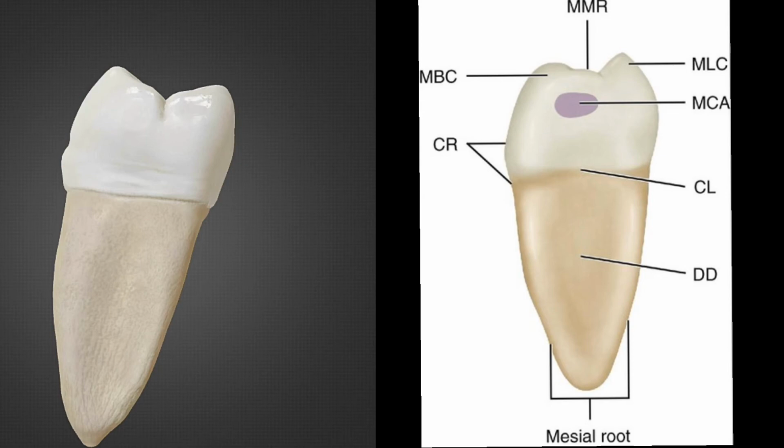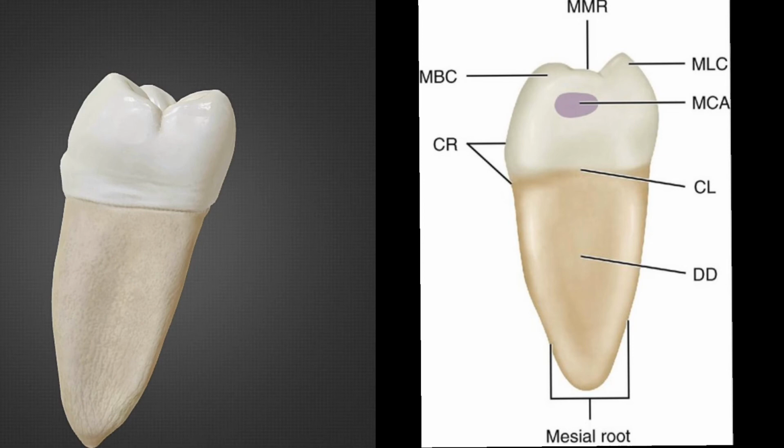And the cervical line is irregular. Although it is straight here, it is irregular in most cases. The buccal cusp is flat while the lingual cusp is sharp. And the root is conical in shape. Only one root is visible from this surface.